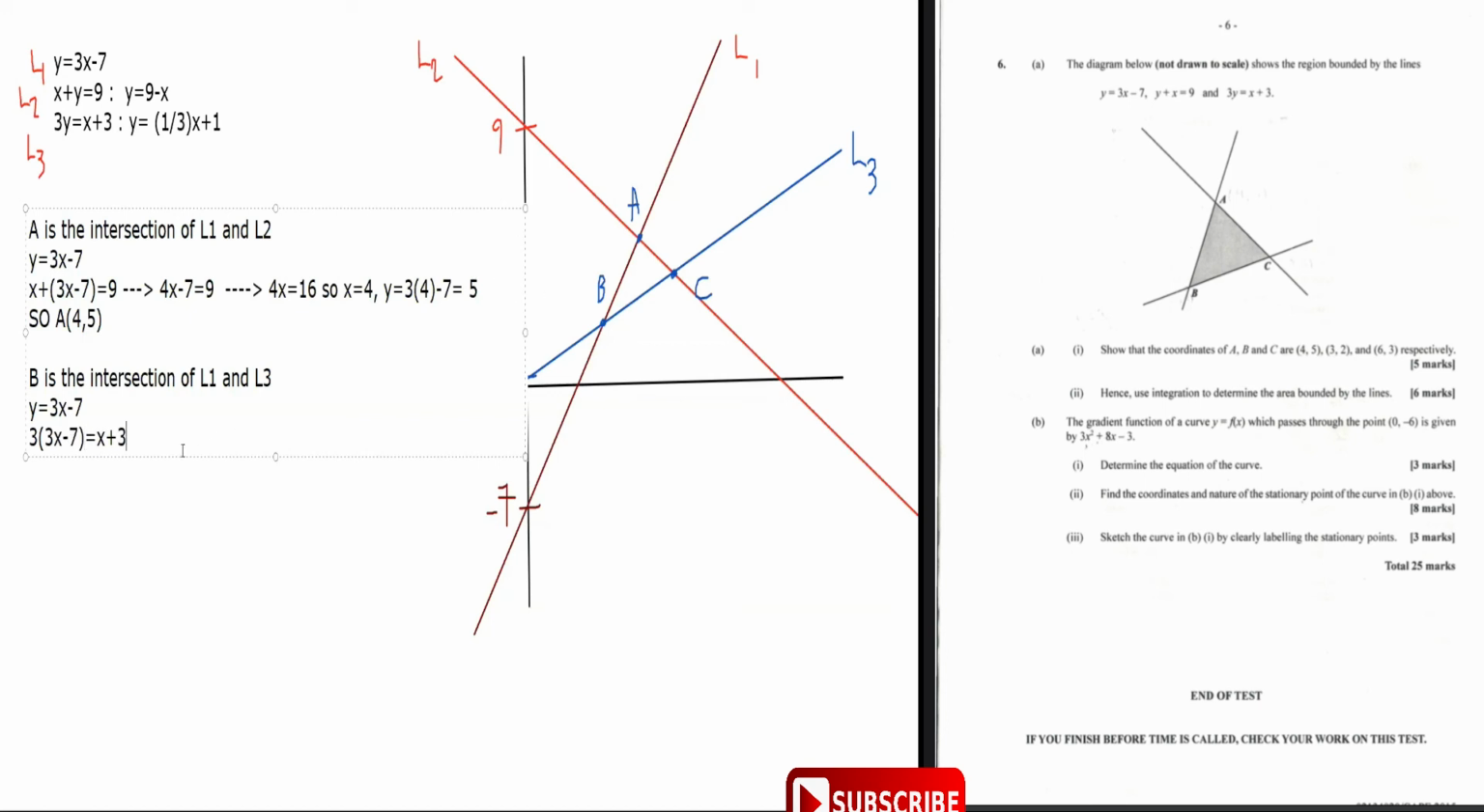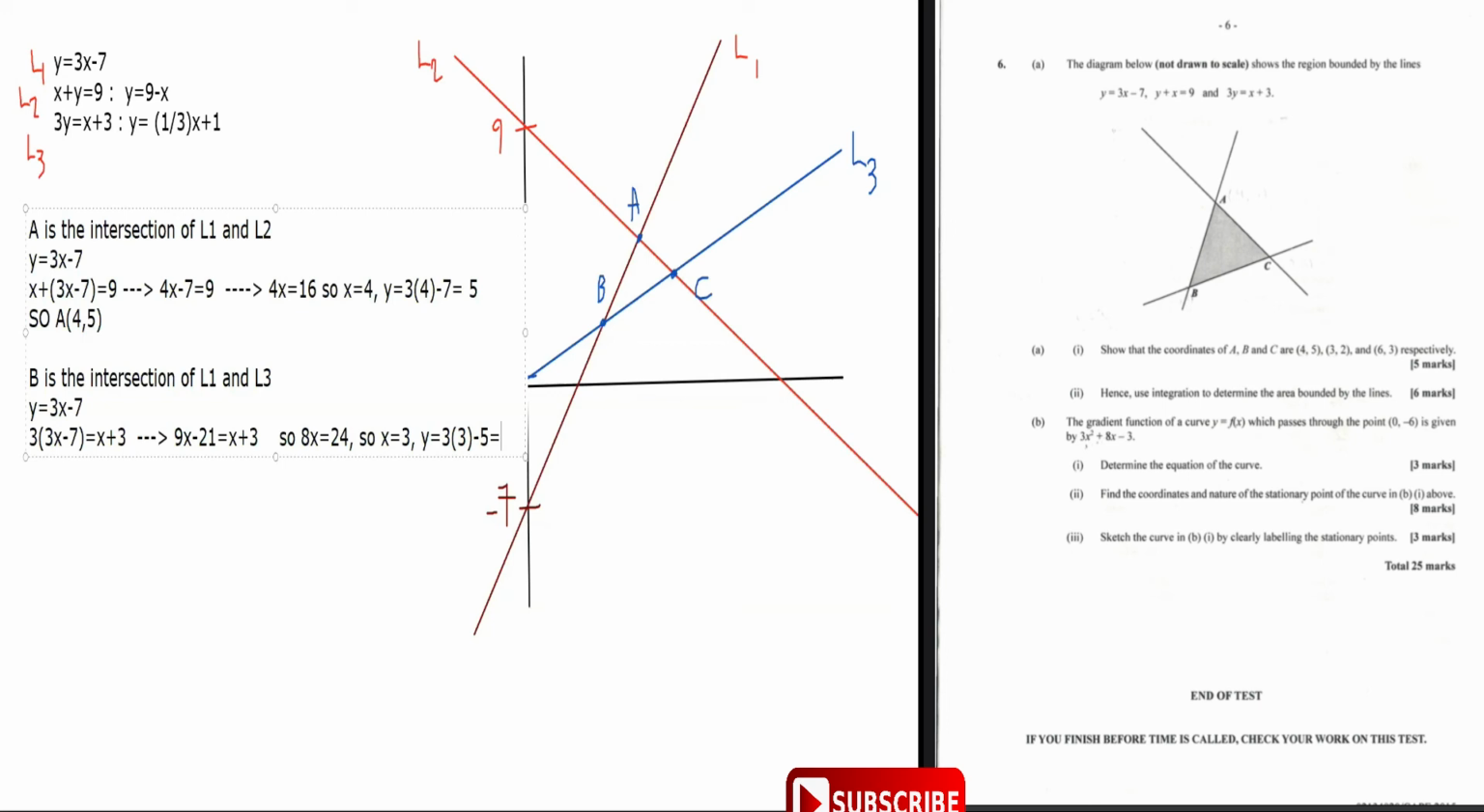Solving this equation, we get 3 times 3x is 9x minus 3 times 7, that's 21, equal to x plus 3. Bringing x over, we get 8x is equal to 21 plus 3, which is 24. Dividing both sides by 8, x is equal to 3. Since x is equal to 3, y is going to be equal to 3 times 3 minus 5, and so y works out to be 9 minus 5 is 4.